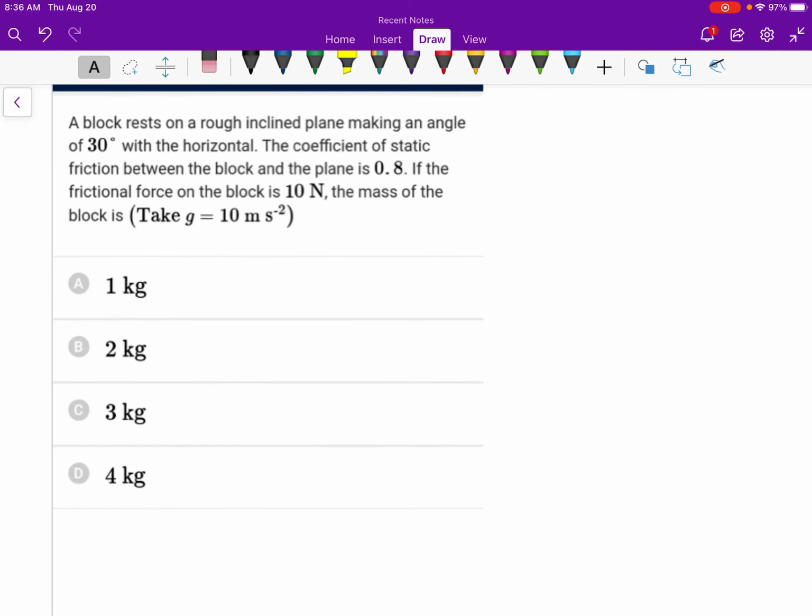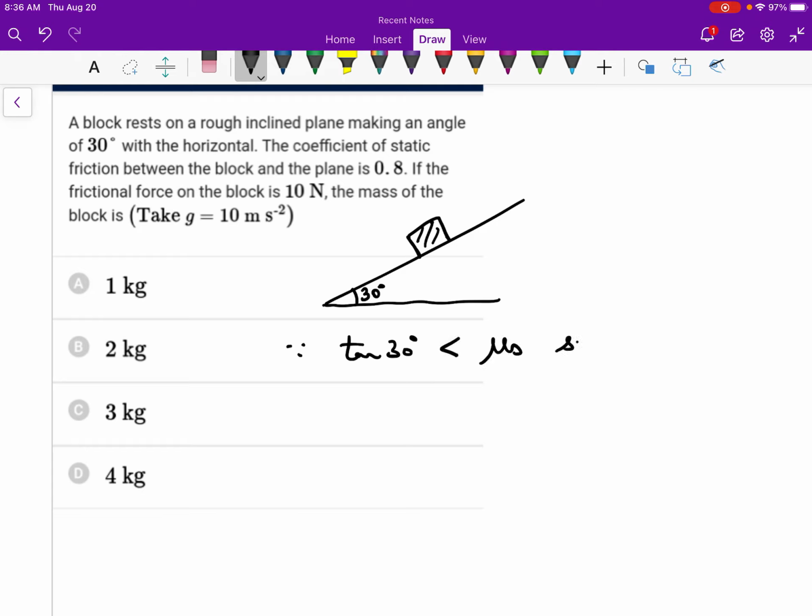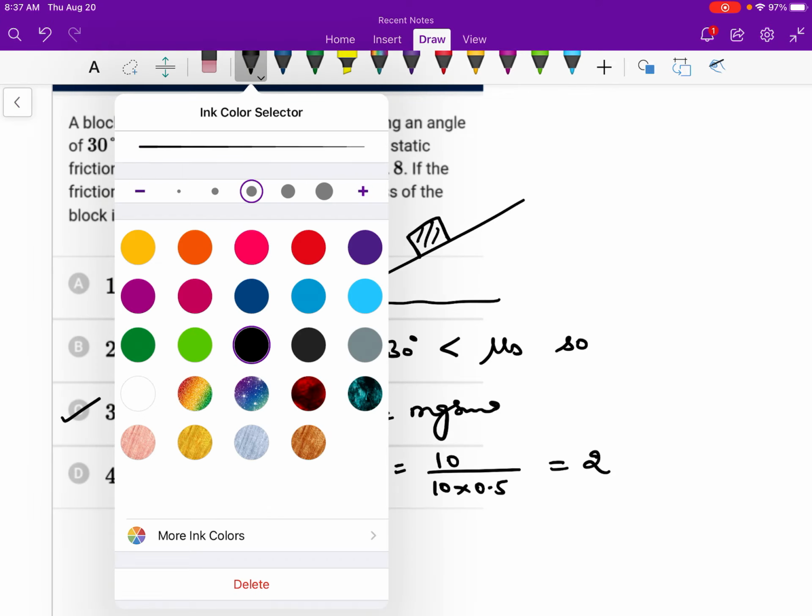A block rests on a rough inclined plane making an angle of 30 degree with the horizontal. So inclined plane inclination is 30 degree. Okay. And mu s is 0.8. So since tan 30 degree is less than mu s, so friction is mg sine theta. Okay. So m into friction, which is 10 upon g into sine theta. So that is 2 kg. So C is the correct option.